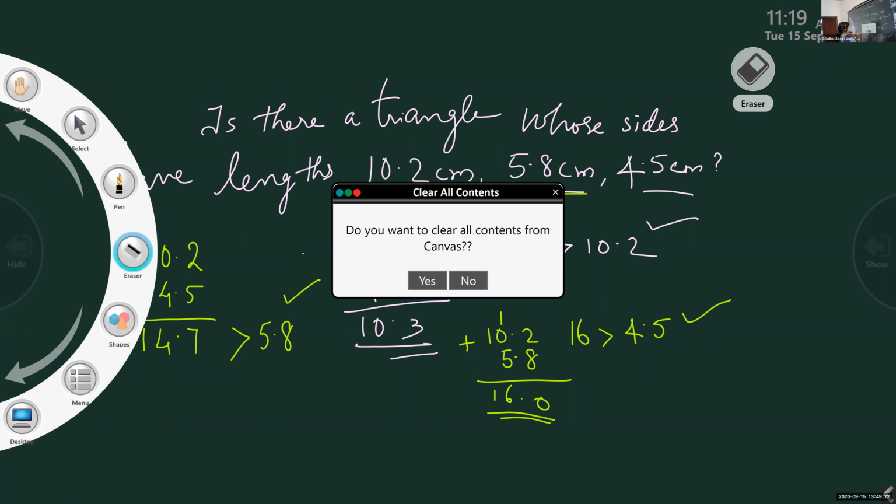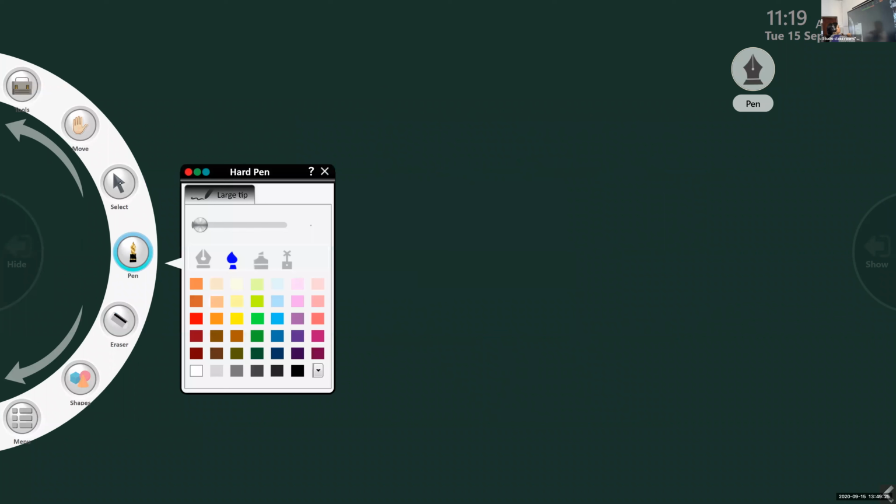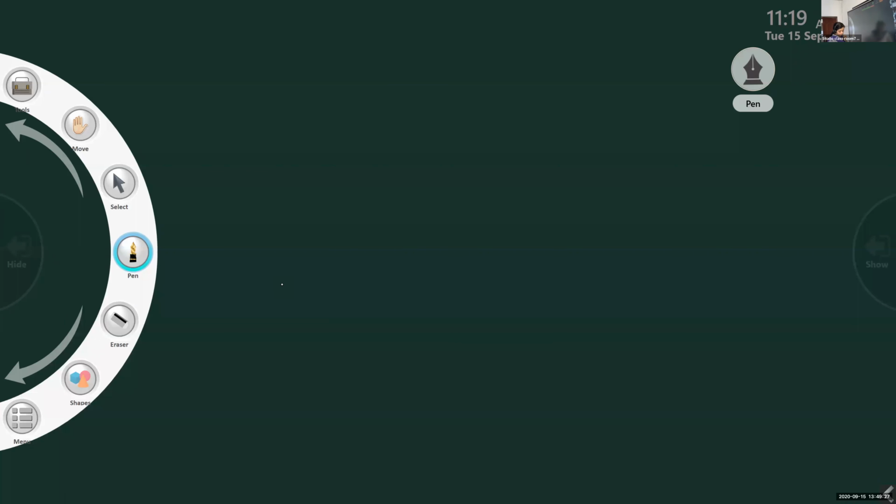So, one more small rule is there. That is not written in block letters, but I'll tell you that we also find the difference. The difference of the lengths of any two sides is smaller than the length of the third side. Same as the sum of two sides, we have the difference of two sides also. The difference of any two sides of a triangle should be smaller than the third side.